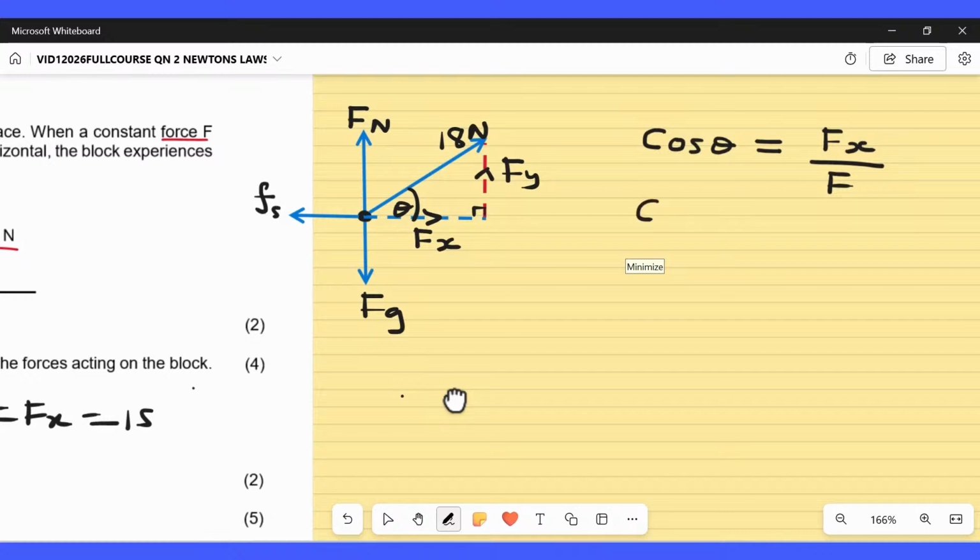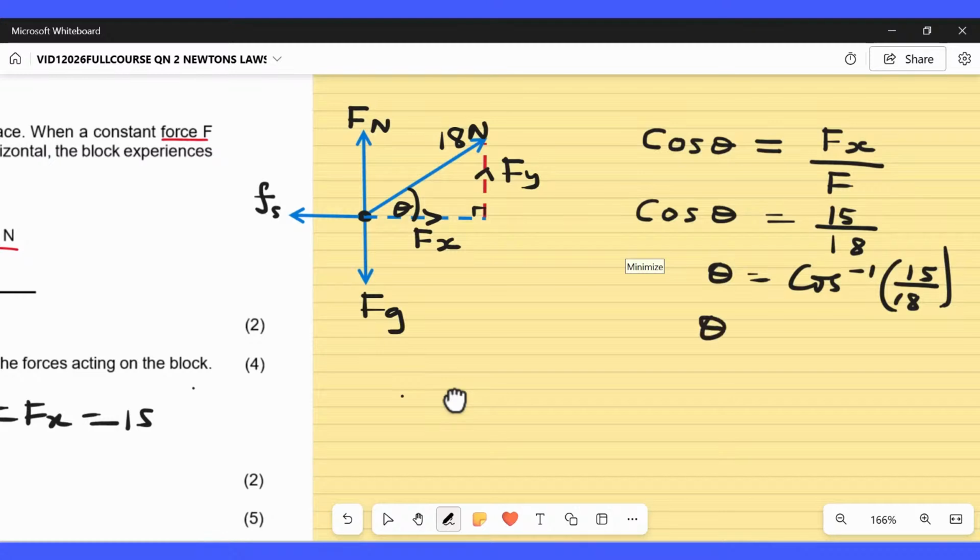of 15 divided by 18, and then what do you get? Calculators, what do you get here? On my calculator, it gives me 33.56 degrees. That's my theta.